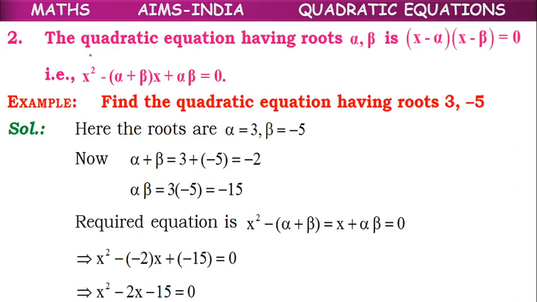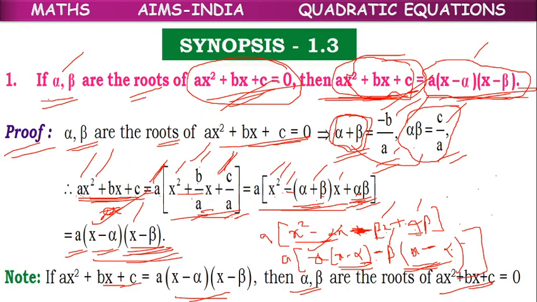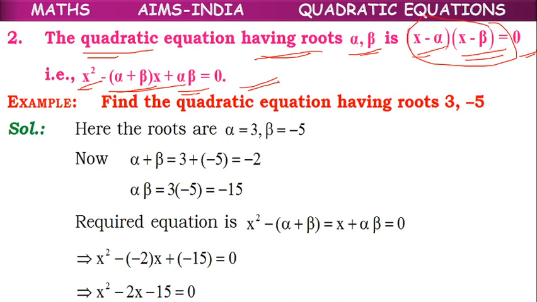Next. The quadratic equation having roots alpha, beta is (x minus alpha)(x minus beta) equals 0. If it is simplified, x square minus (alpha plus beta)x plus alpha beta equals 0. This is the reverse of the earlier theorem. Here we have proved the quadratic equation in terms of roots. In the second theorem, if we know the roots, the equation can be written in terms of the roots. We have already proved this, so with this proof, let's try to solve one question.